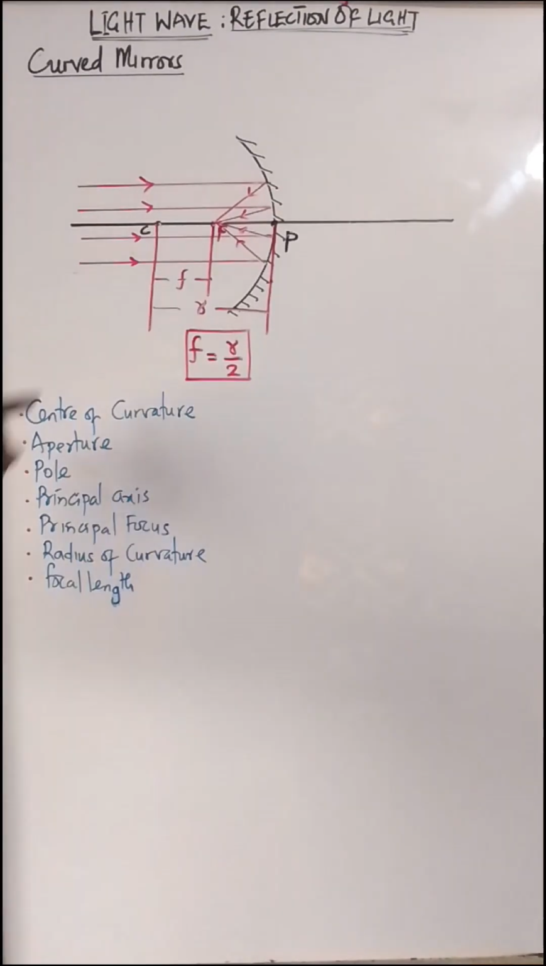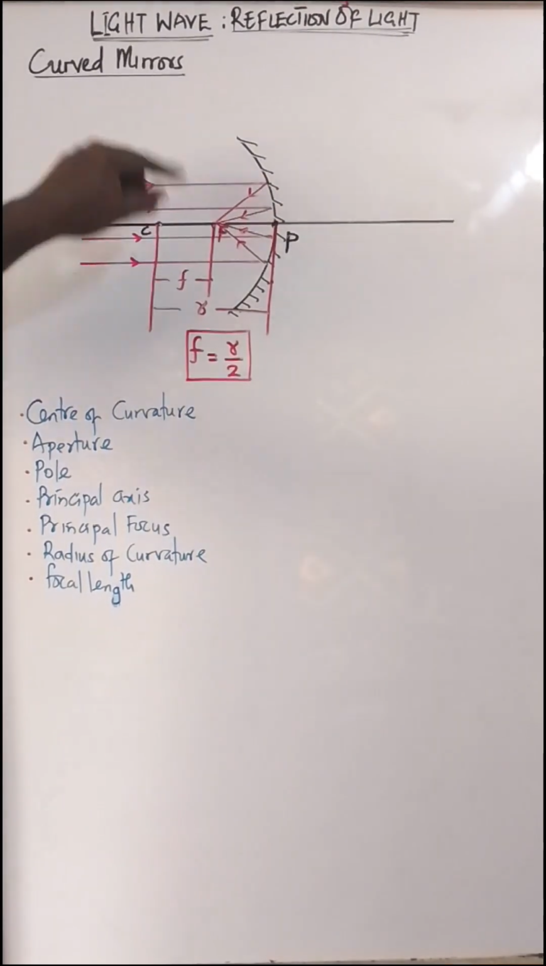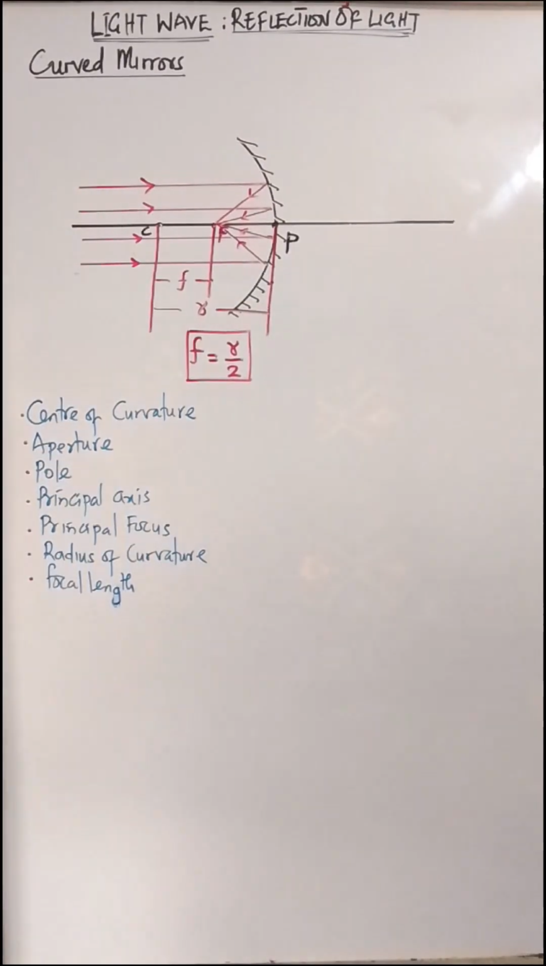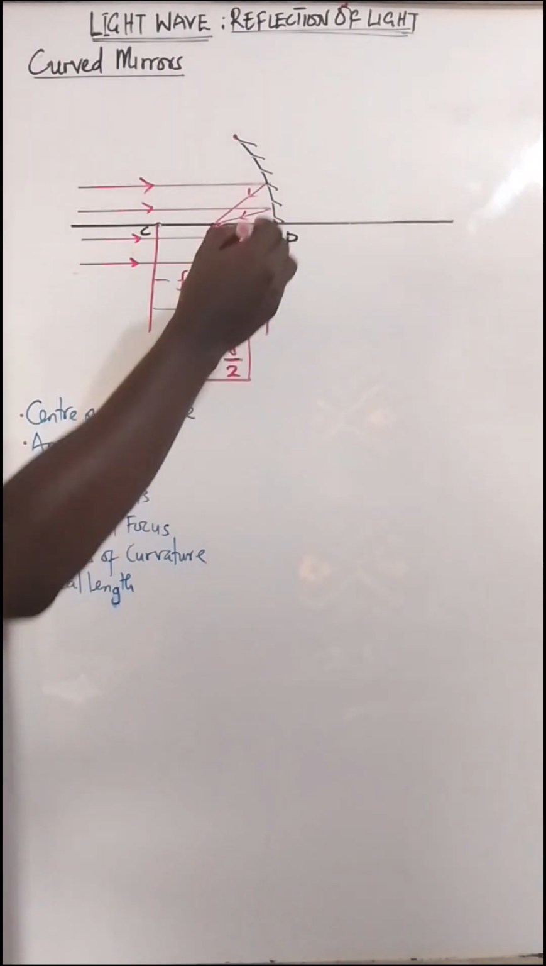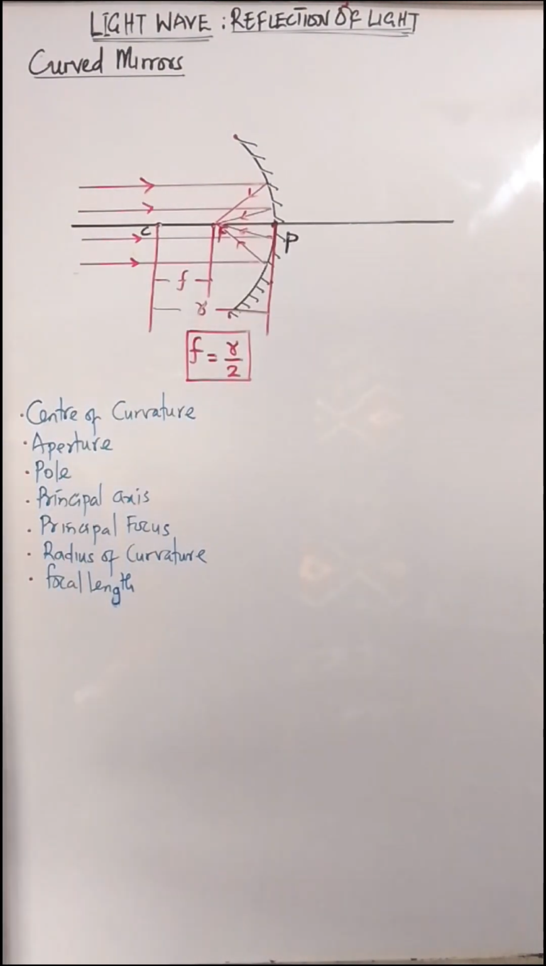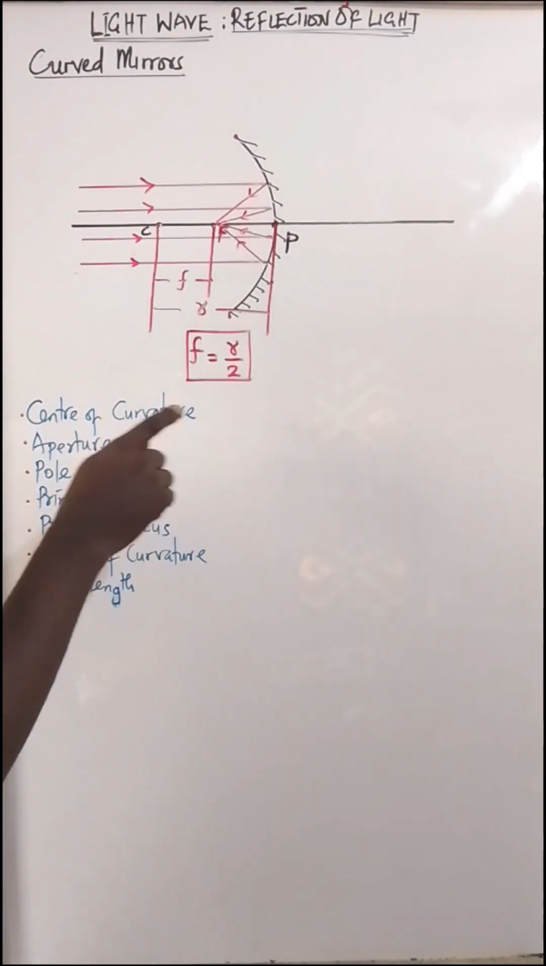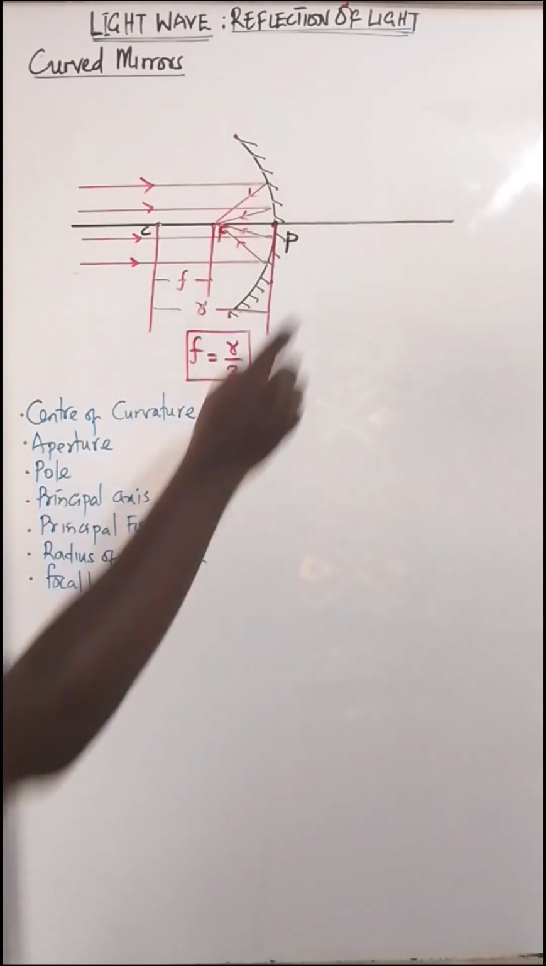So the center of curvature is the center of the sphere from which the aperture is removed. What's the aperture itself? The length of the mirror from this point to this point is called the aperture. The pole is the center of the aperture. The principal axis is a horizontal line that passes through the center of curvature and the pole.